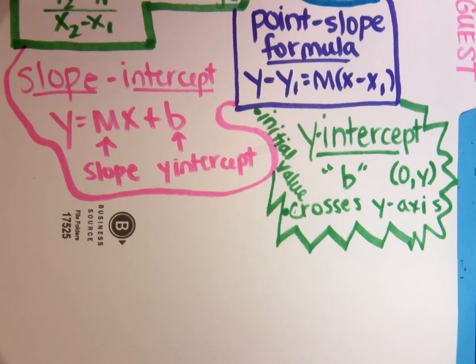So the y-intercept is b, crosses the y-axis, 0, y, an initial value.